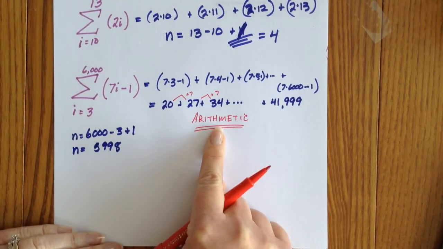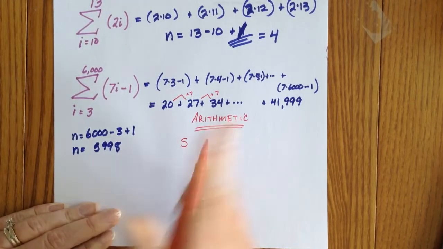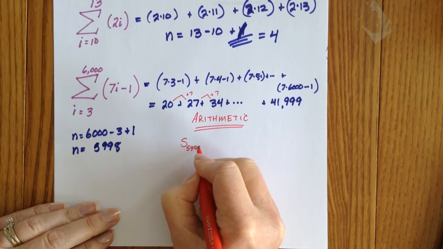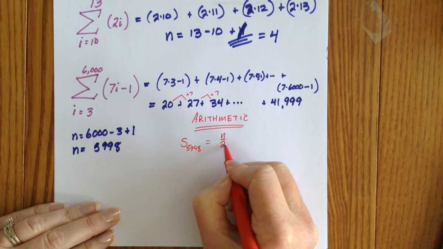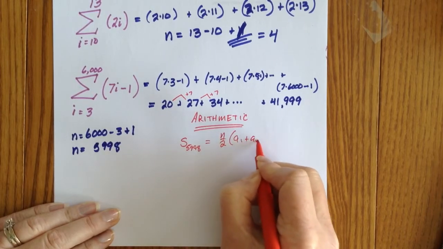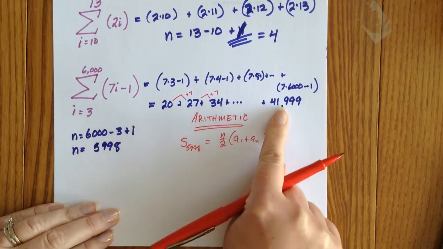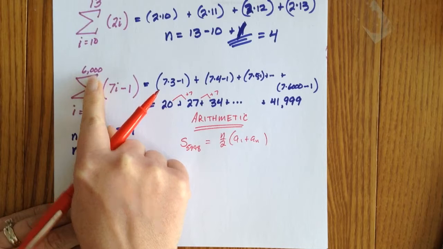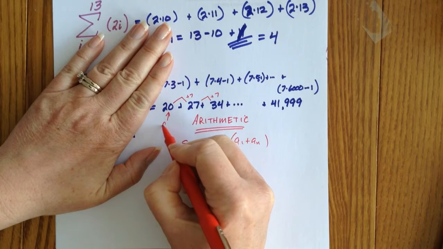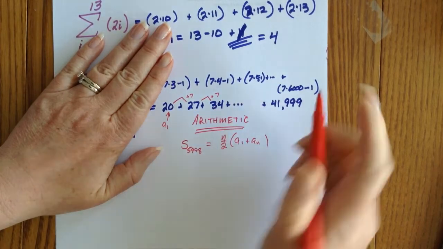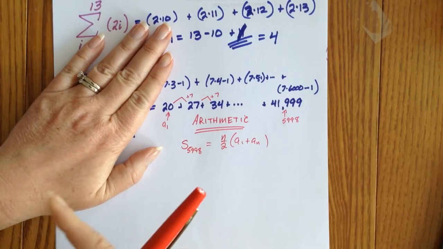It's important to identify what kind of sequence it is so you know what's happening. Once you identify what kind of sequence it is, you'll know which formula to use. If you need to, go back to the videos on arithmetic sequences and review those. The formula, n over 2, a1 plus an, and we are adding up the first 5,998 terms of this sequence.